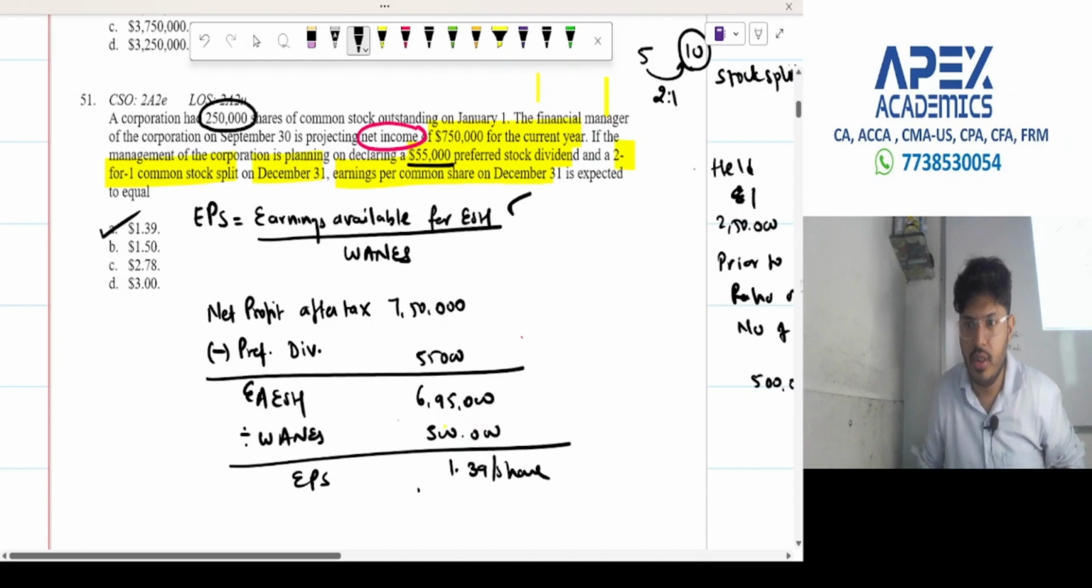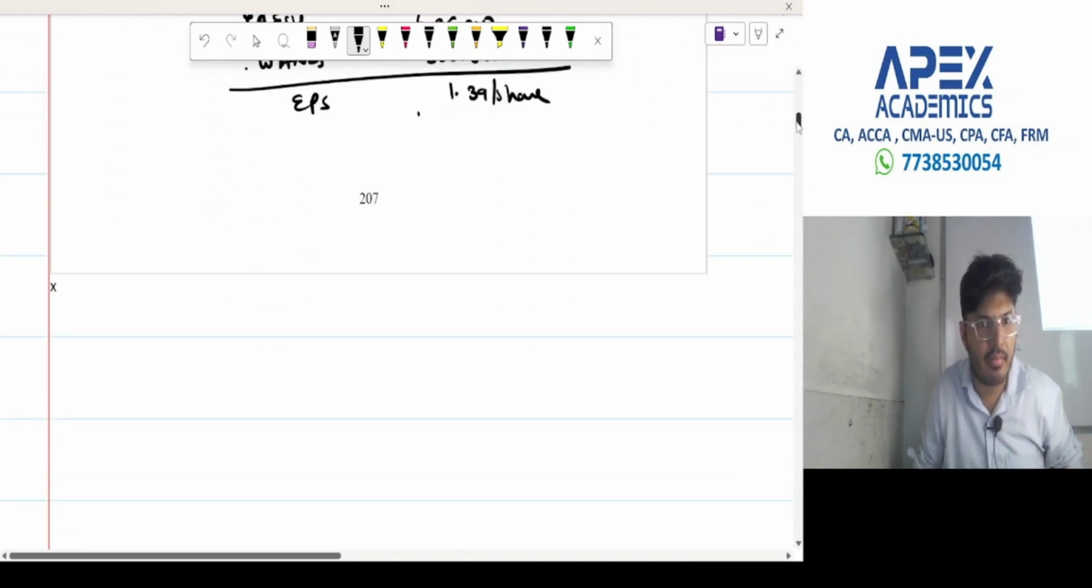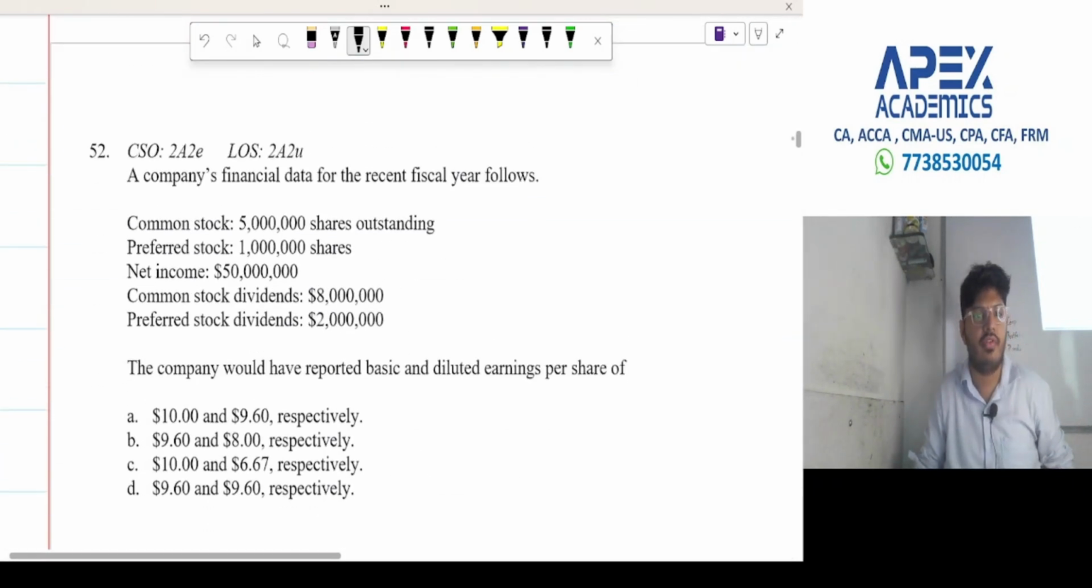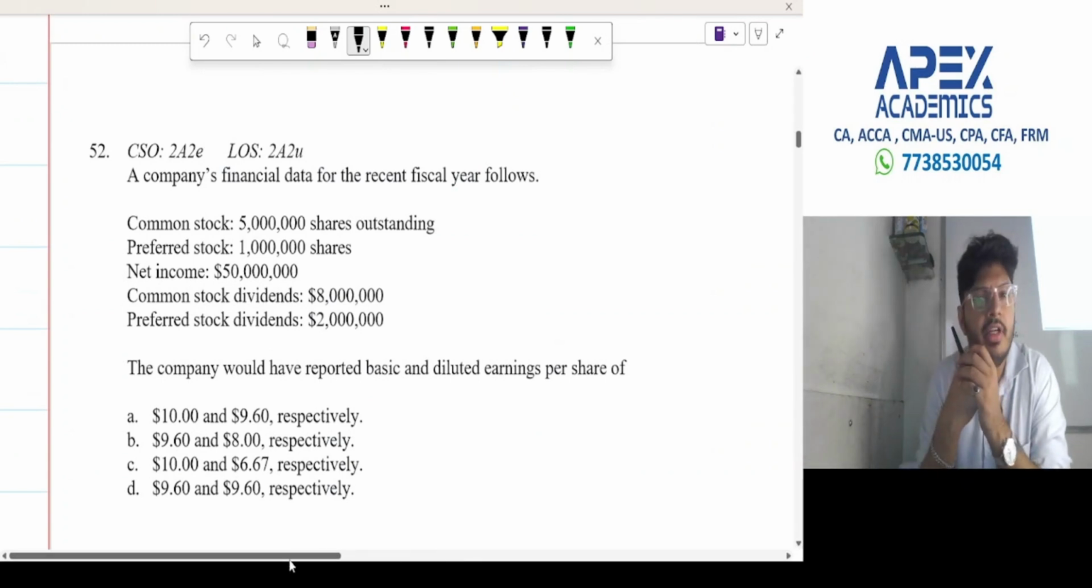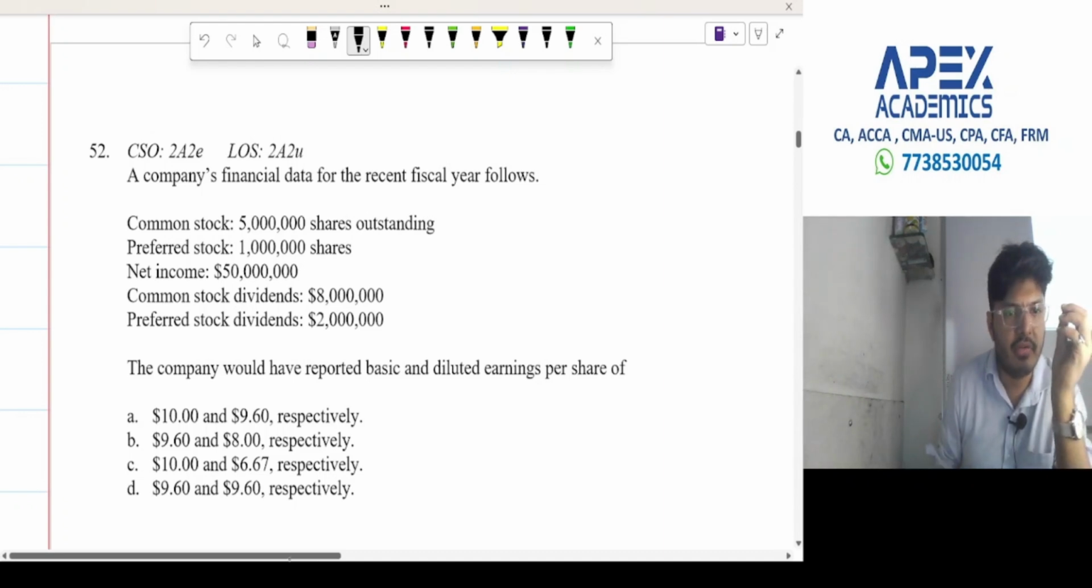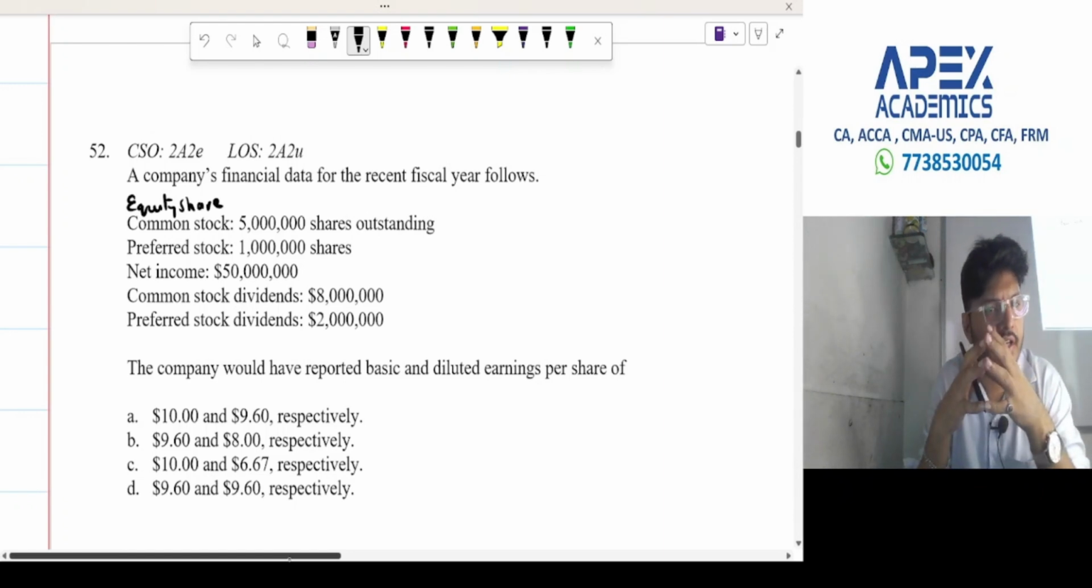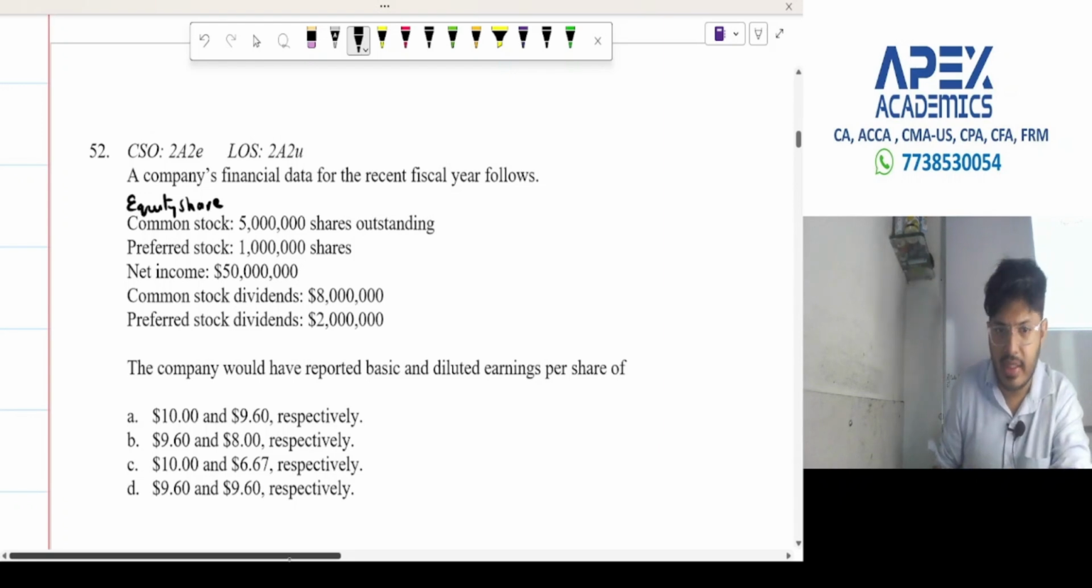Question number 52. First, pay attention in the lecture. I'll give you ample time to copy it down later on. Question number 52. Interesting question. They are asking us, a company's financial data for the recent fiscal year is as follows. Common stock means equity share. Preferred stock means preference share. Net income. This is nothing but net profit after tax.